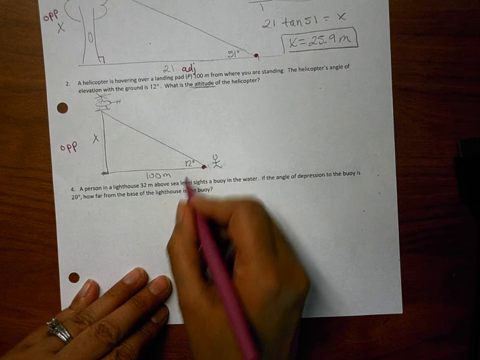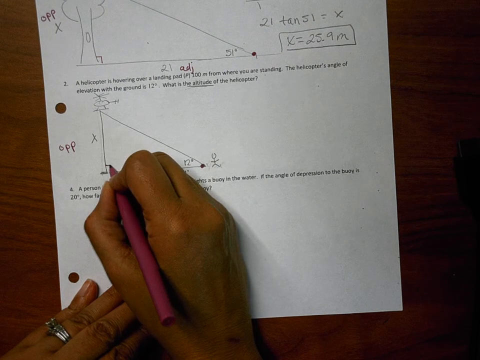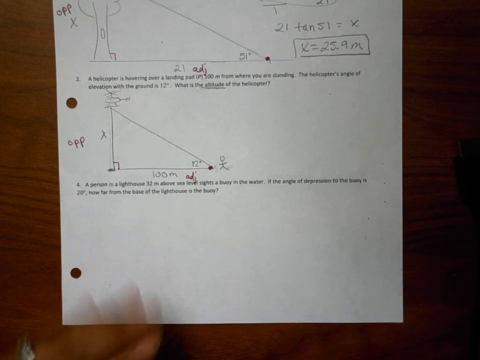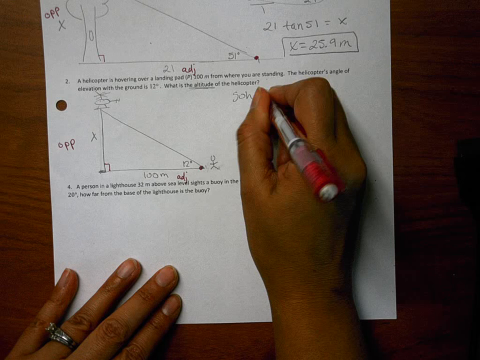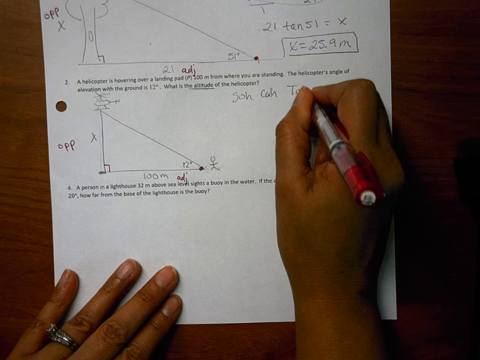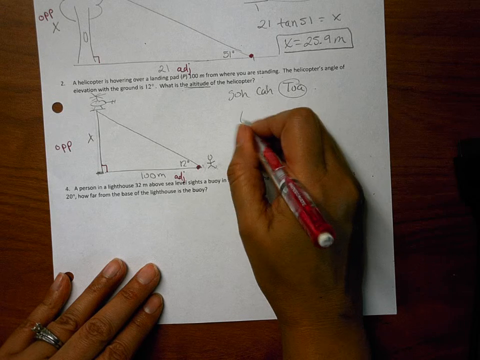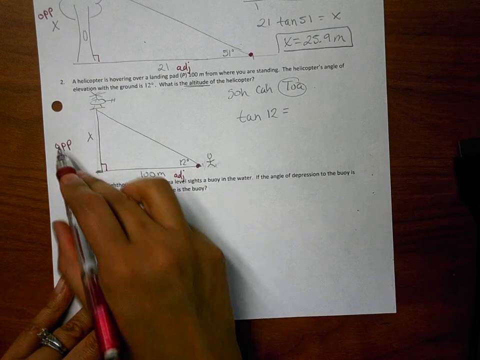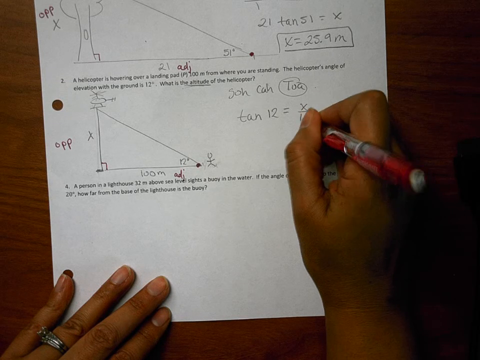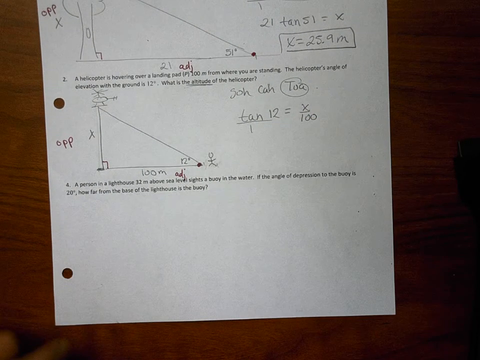We're going to label, this is the angle, x is the opposite because it does not touch, 100 is the adjacent because it touches, and it's not the hypotenuse because this is the hypotenuse and it's not labeled. So we're going to look at SOHCAHTOA. And which one are we going to use for opposite adjacent? That's tangent. So tangent of 12 degrees, always an angle, equals x over 100.